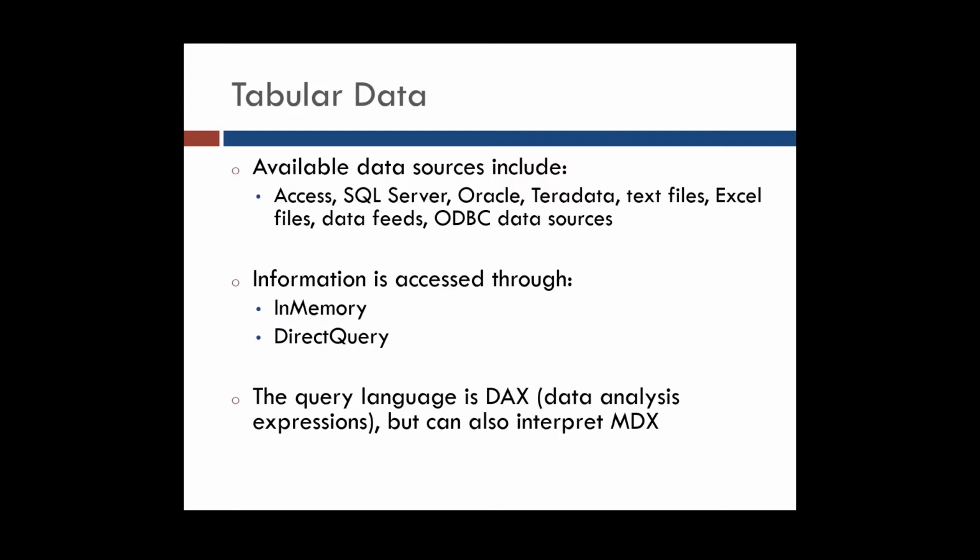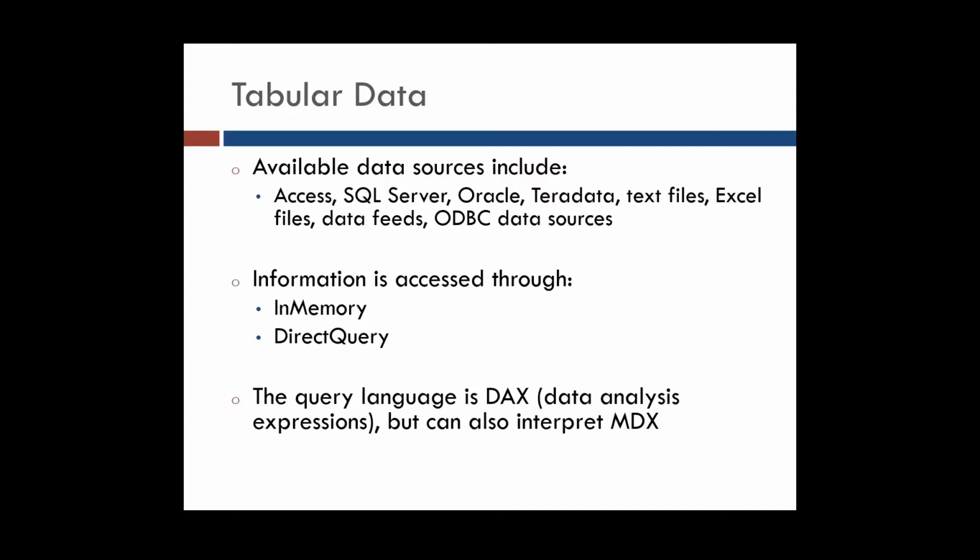So we actually get some benefit from that, because we can pull in all sorts of different data sources. You still have all of your relational type data sources: Access, SQL Server, Oracle, Teradata. But in addition, we have text files, Excel files, any data feeds, OData feeds that you would have, web services, and any ODBC data source you can use to pull in that information.